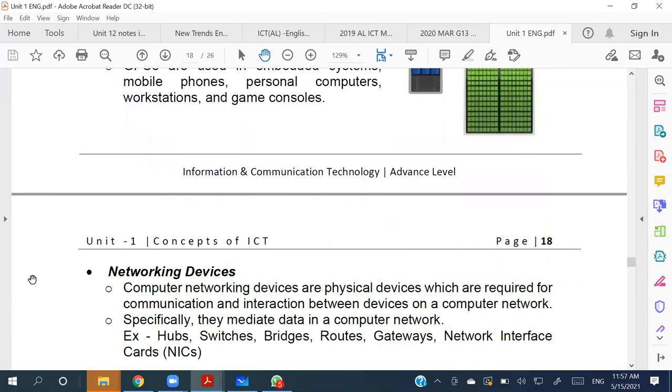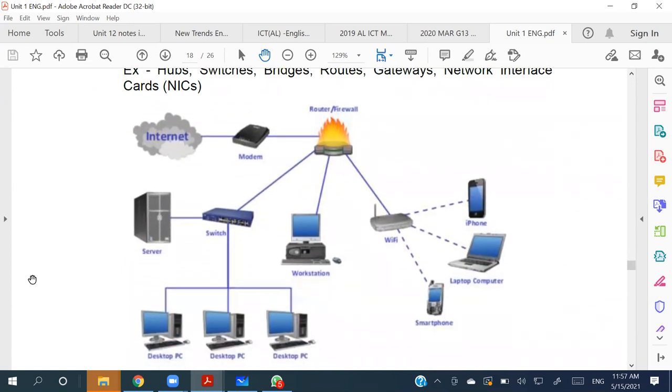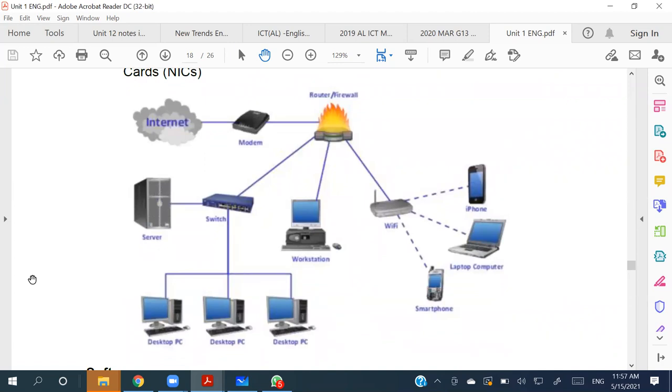And I'm going to the network devices as well. We are going to learn about these devices in the network lesson, which is the sixth lesson, in very detail. And we are planning to draw these kinds of network diagrams. So when you know the networking, you will get to know about the devices.